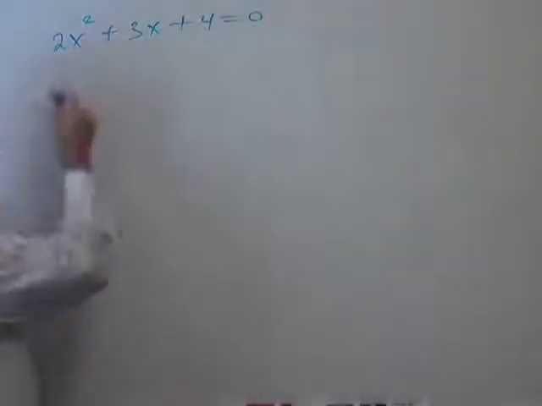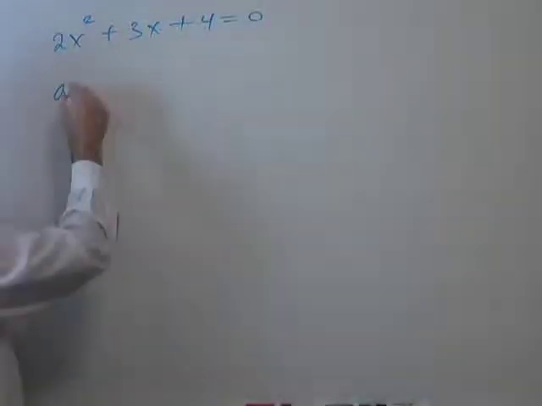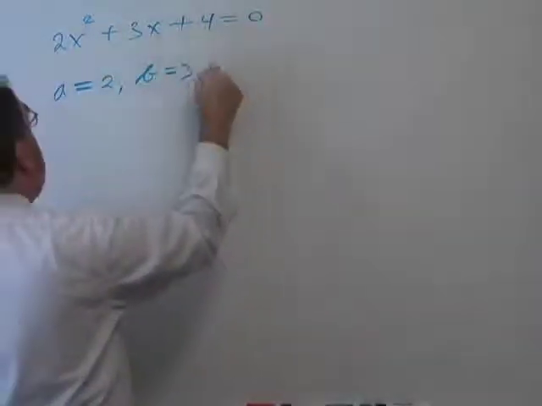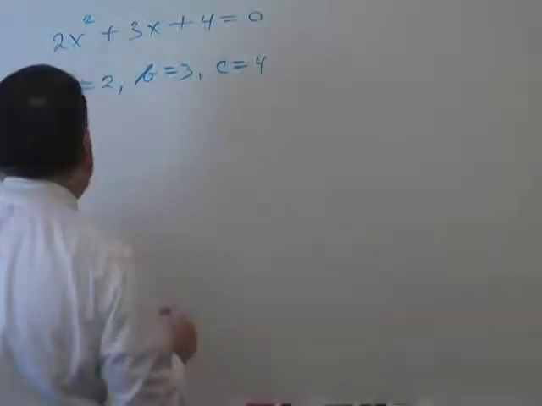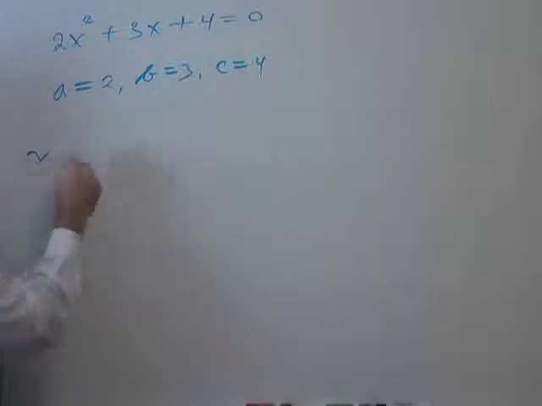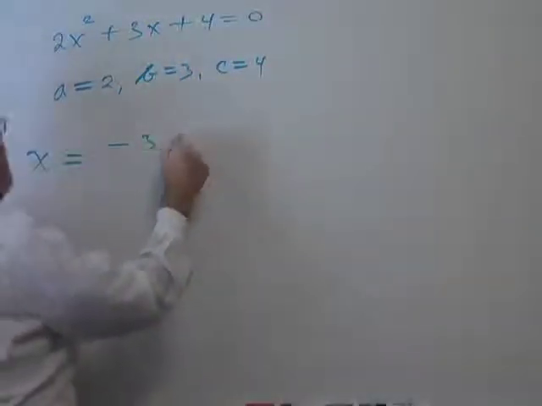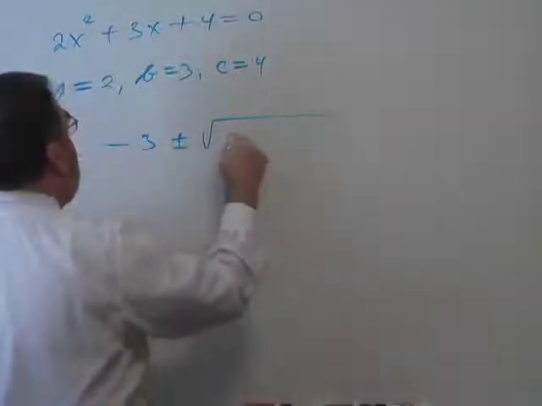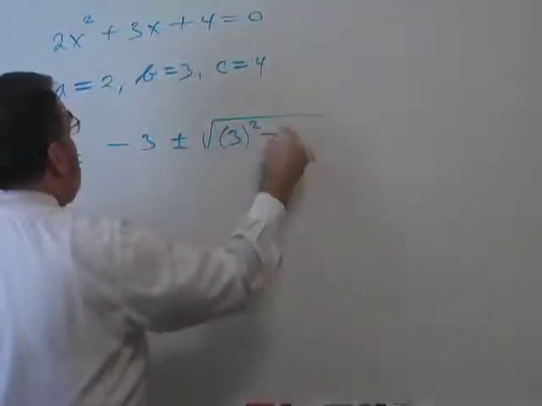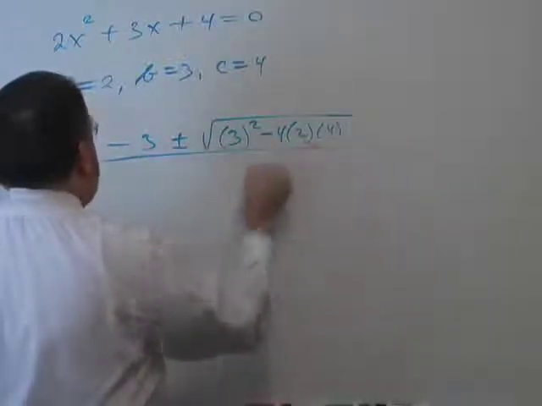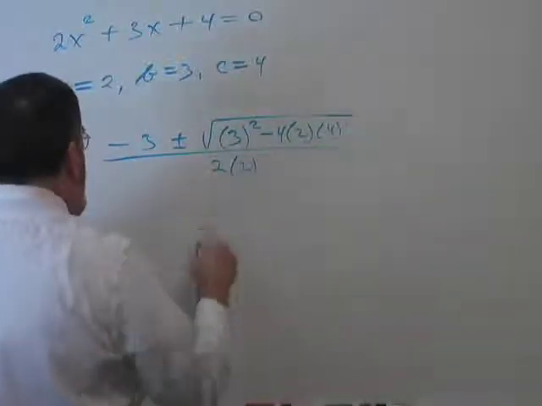Okay, it's in descending powers, and so our coefficients are in order here. A is equal to 2, b equals 3, c equals 4. And so the quadratic formula says that x equals minus b plus or minus the square root of b squared minus 4 times a times c, and everything is divided by 2a.